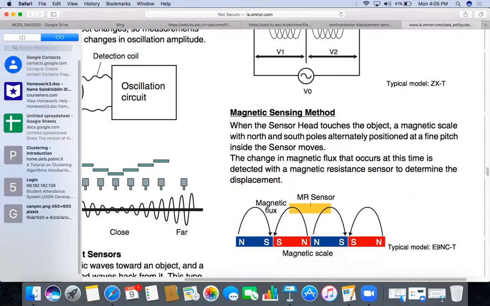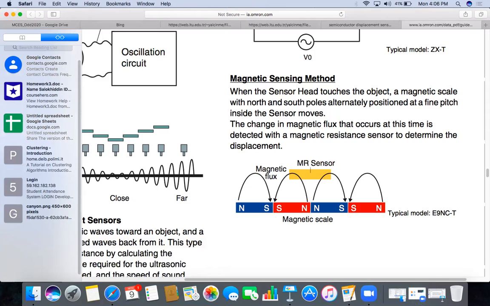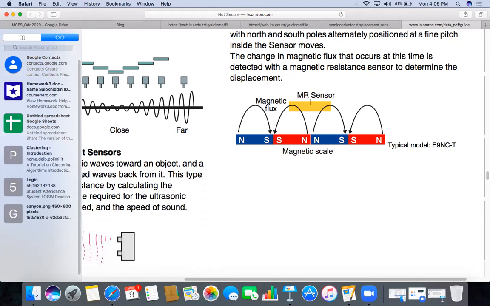Magnetic sensing method. When the sensor head touches the object, a magnetic scale with north and south poles alternately positioned at a fine pitch inside the sensor moves. The changes in magnetic flux that occur at this time is detected with a magnetic resistance sensor to determine the displacement. The model is shown over there.